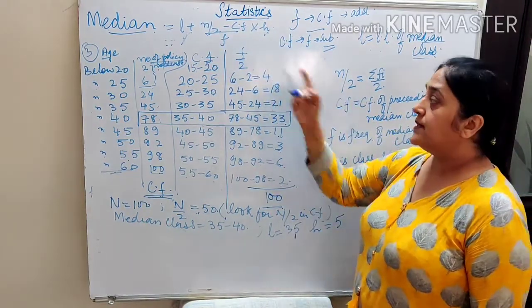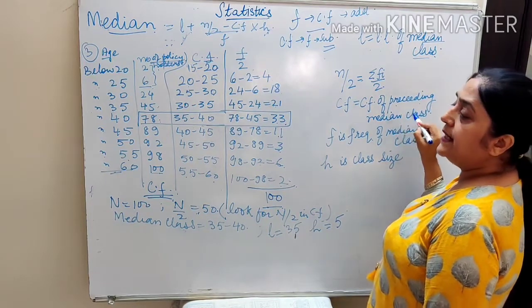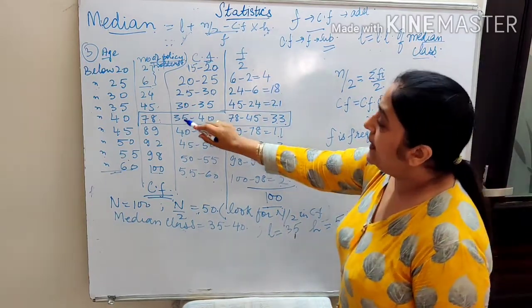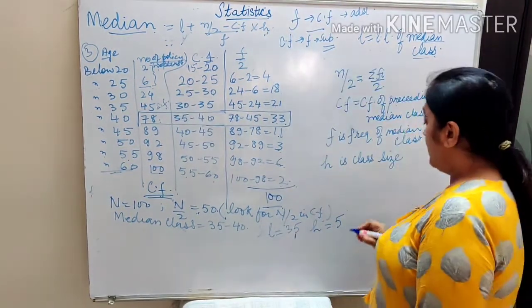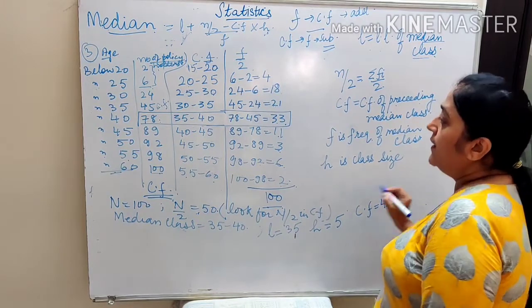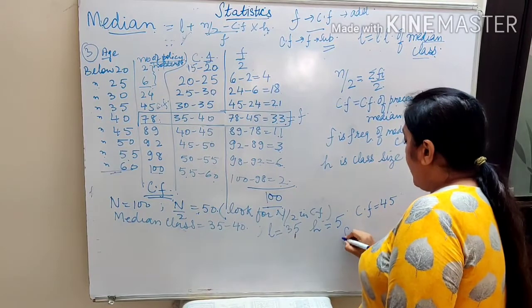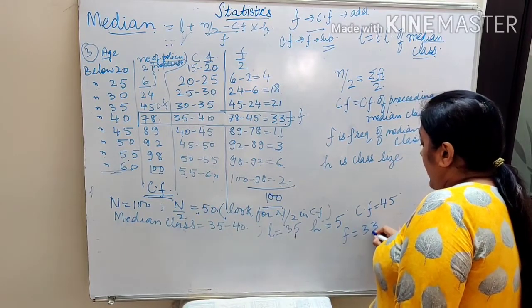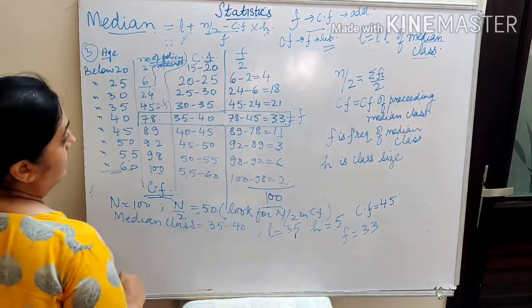Now again CF. What was CF? CF of the class preceding the median class, the one before the median class. So my CF comes out to be 45. And what is F? This is frequency. F is the frequency of the median class. So F comes out to be 33.